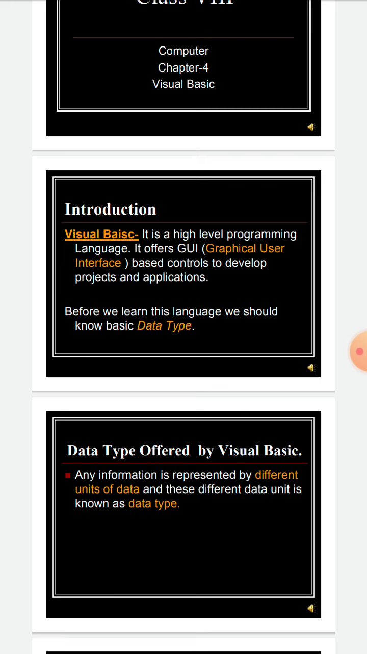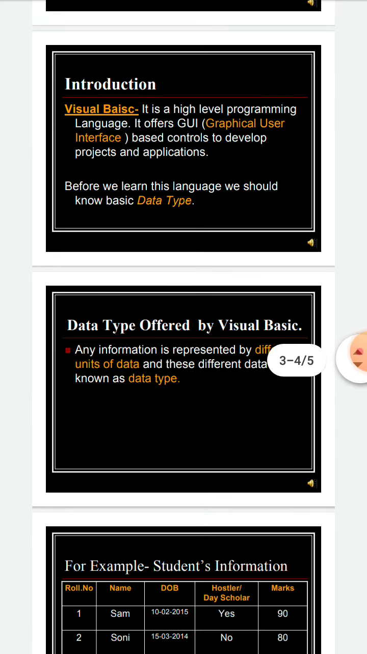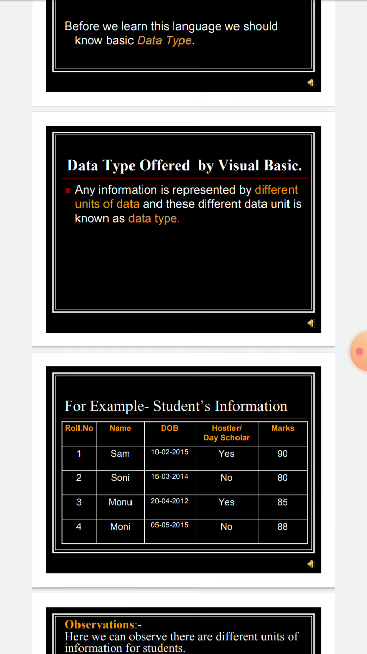It offers GUI based controls to develop projects and applications, and GUI stands for graphical user interface. It means some controls will be given, like command button, text box, message box, etc., in the form of graphics or in the form of icons. So these are known as graphical user interface. We will learn this language. Before we learn this language, we should know basic data types. So we'll start the discussion with the data types offered by Visual Basic.